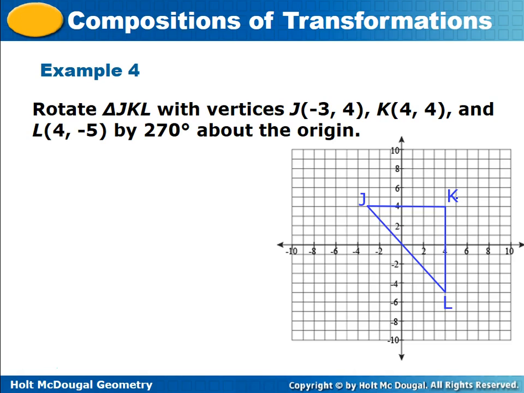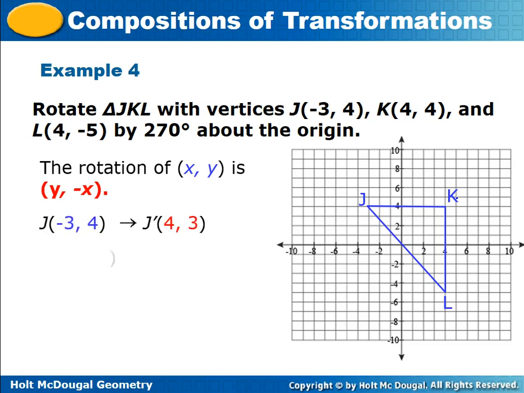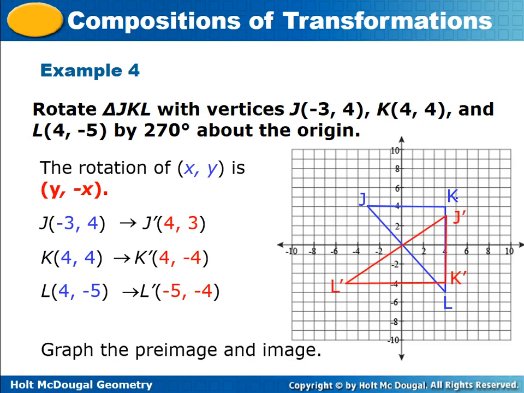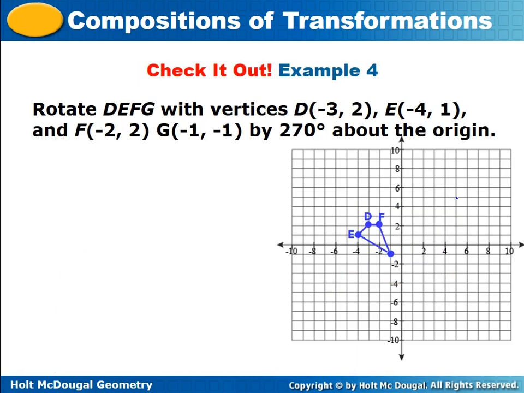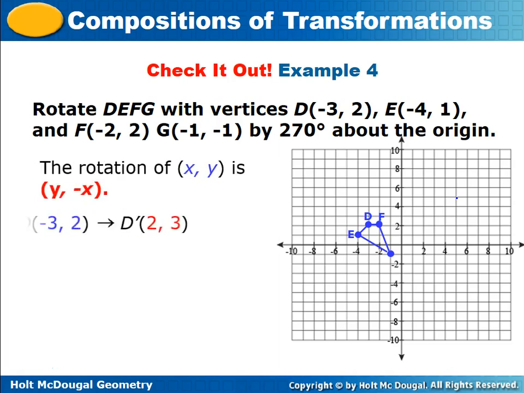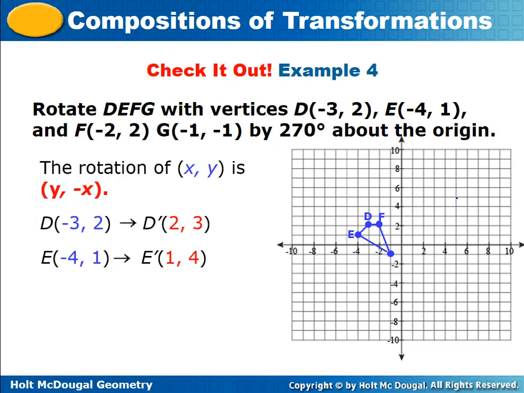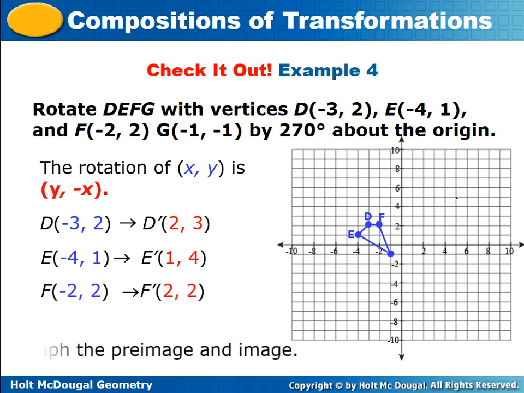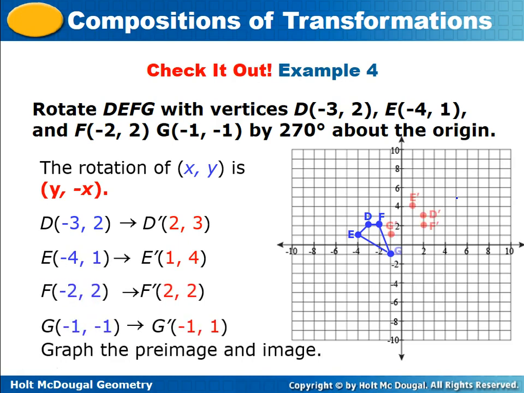So here's our next one. We're going to rotate JKL. Actually, we already did this, so I'll go over it anyway, but our rule here is y, negative x. We're going to apply that rule to all our points, and then we're going to rotate it. Here again, this is another 270-degree rotation: y, negative x. Go ahead and apply it to all our points. Plot our new points. These were just extra practice on 270-degree rotations, y'all. That's all.